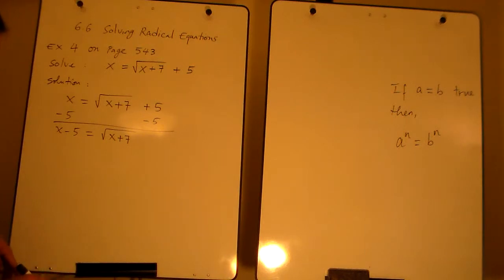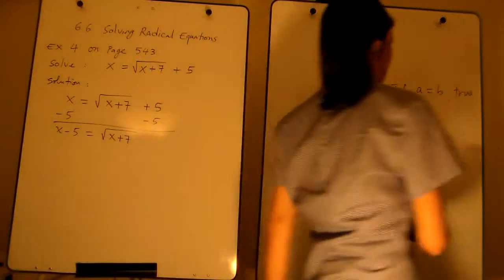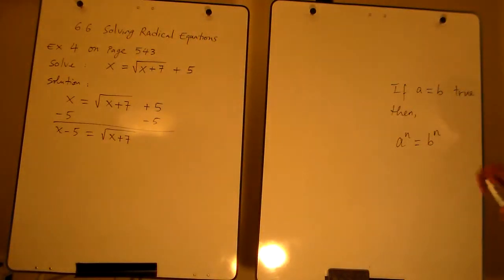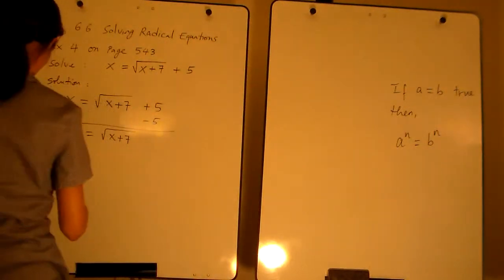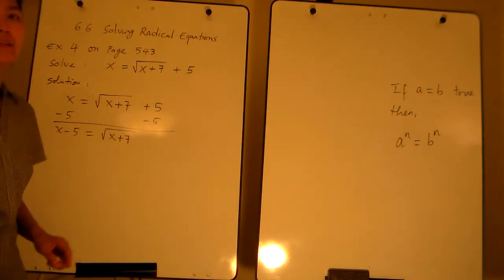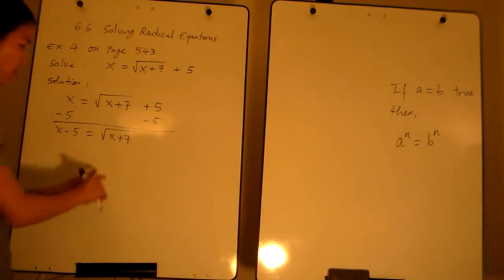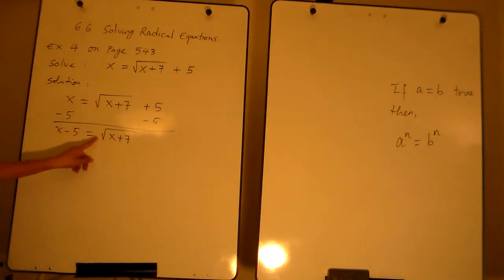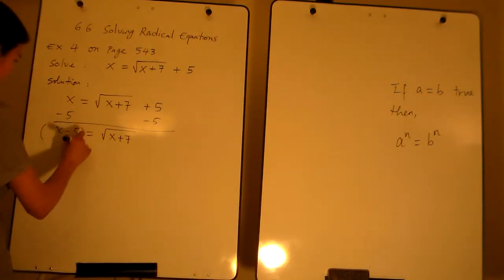Now, as you see, this square root stands alone, right? That means we can apply the principle of powers to remove this radical. We can do that by squaring both sides. The reason we square it, or raise it to the second power, is because we have a square root, and for a square root, the index or kth root is 2. So I'm going to square both sides.